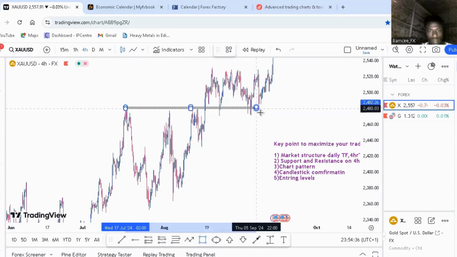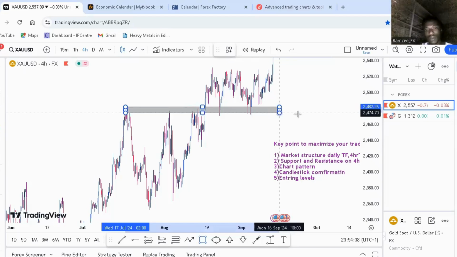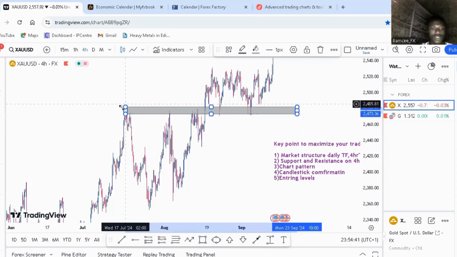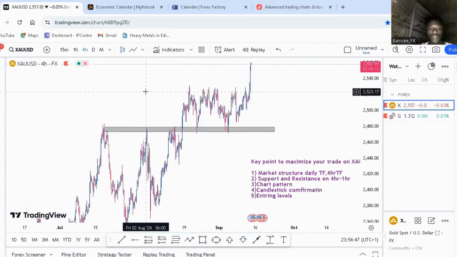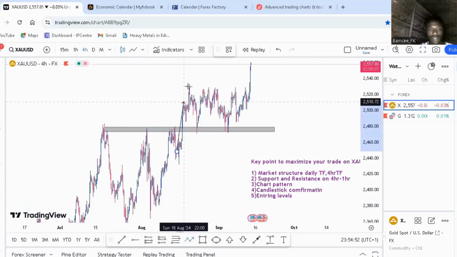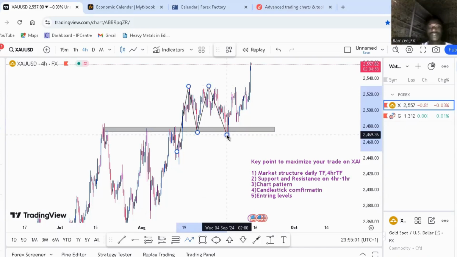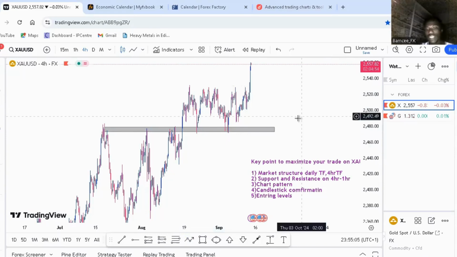This is a healthy support area for me on gold. Now I'll map out my support area. The reason behind it is, if you look very well, gold took out this area, came back and retested it, then came up again, came back again and also retested it. So now this area is a strong, valid support area.